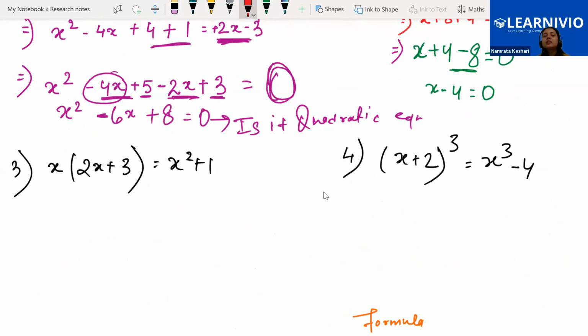Can you do it quickly, number 3, and tell me whether it is quadratic or not? Number 3, it is very simple. You will be able to do it in a few minutes only. Please do it and tell me whether it is quadratic or not. Abdul and Alvina, do it.